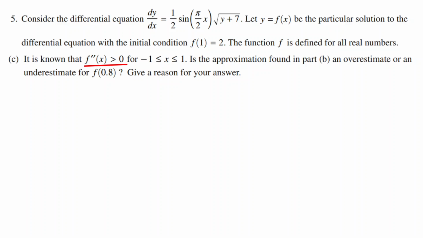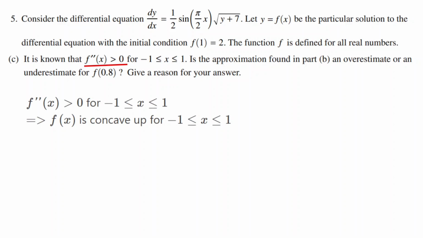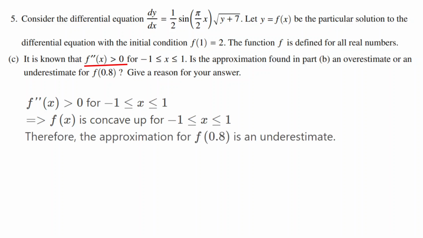First, we say that f double prime being positive in the interval means that f of x is concave up. If we visualize concave up, the tangent line has to be underneath. Since f of x is concave up, the approximation of f of 0.8 is an underestimate.